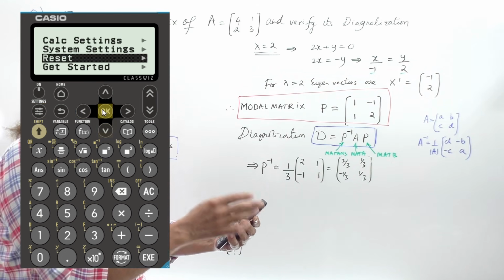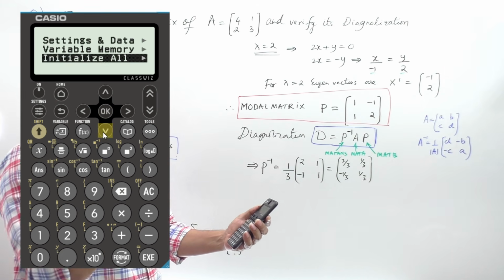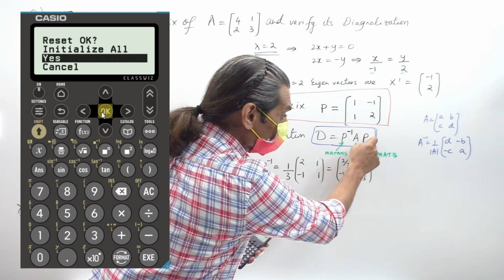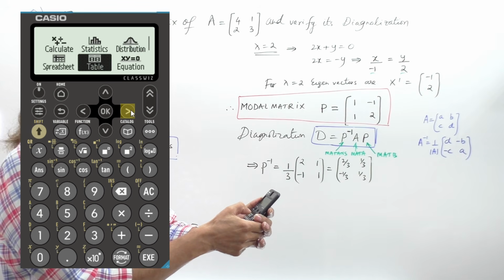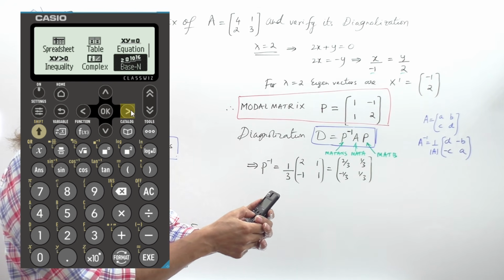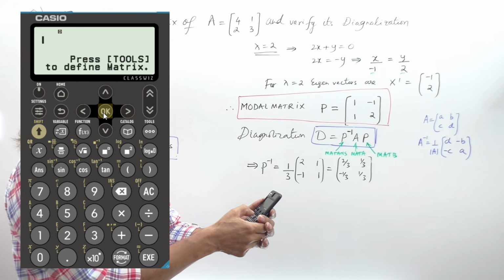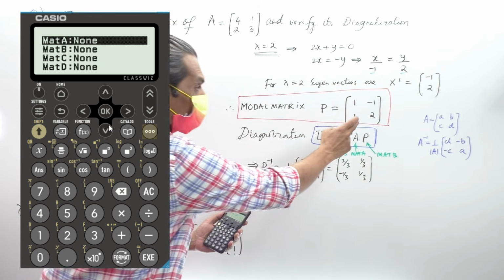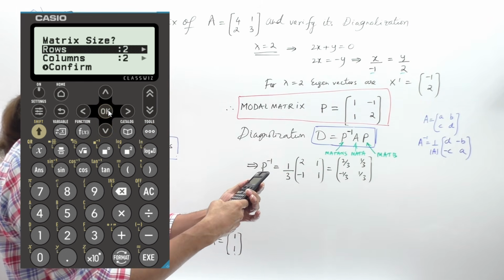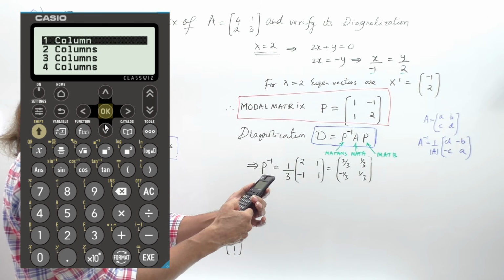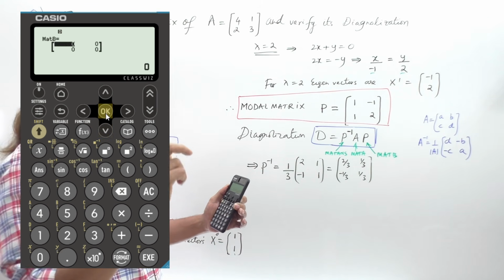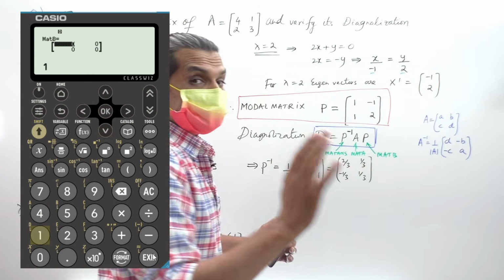Okay, tools, matrix. First, what I told you, finding the inverse of P. I'm entering it as matrix B. So matrix B, rows is 2 and columns is also 2. Confirm. So let's enter the matrix P here. 1, execute, minus 1, execute, 1, execute, 2, execute. Yes, so my P is entered in matrix B.